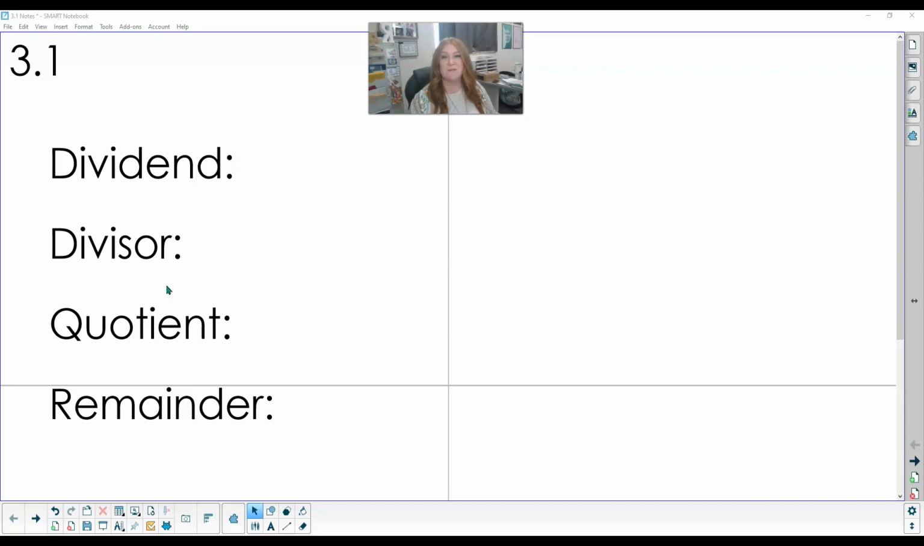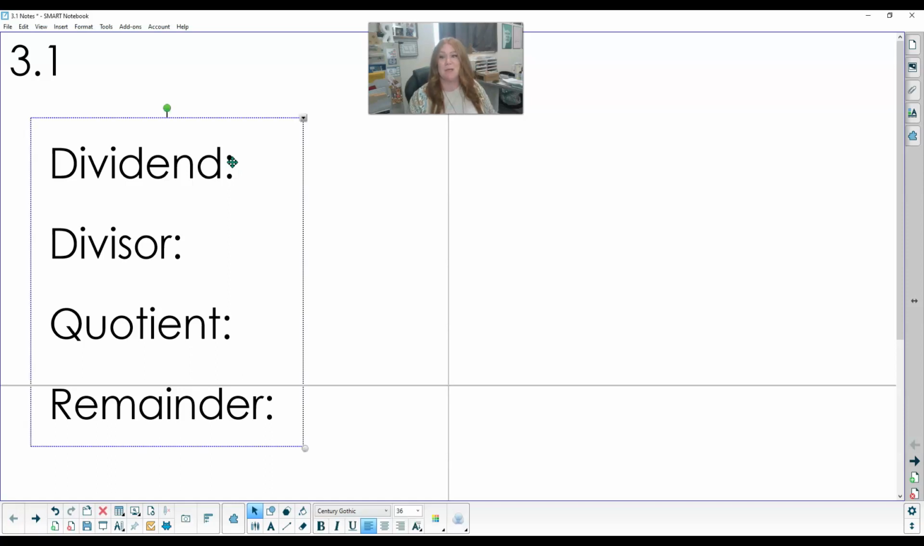Here are the vocab words for our 3.1 lesson. So they should be review words. Let's go over them just so we can all be clear about when we're referring to these words. What do they mean? So these are all words that have to do with division. And when we are using division, right, we're putting things into groups, we're dividing them out equally.